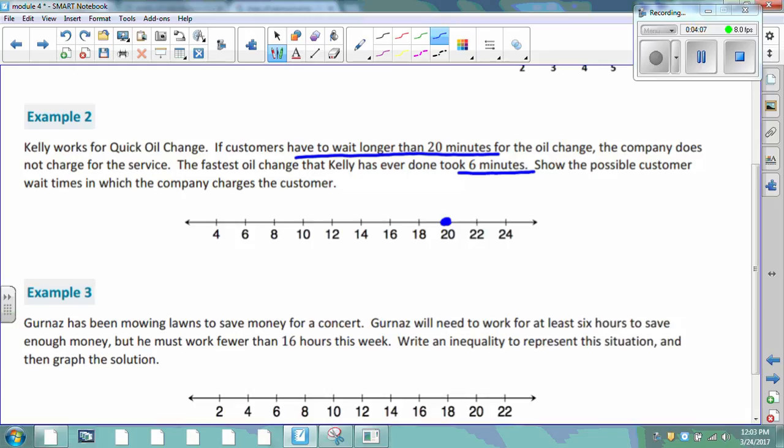So they gave you this other piece of information, 6 minutes, that's the fastest that Kelly's ever done it. Now, if you colored in 20 and said that anything that is less than 20, including 20, would work, I would accept this answer. I'm okay with that. Okay? However, you could have also done this to say that the fastest ever was 6.